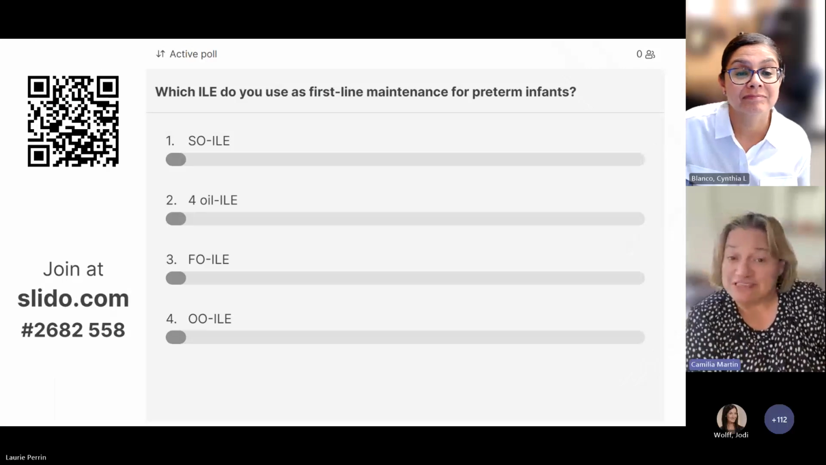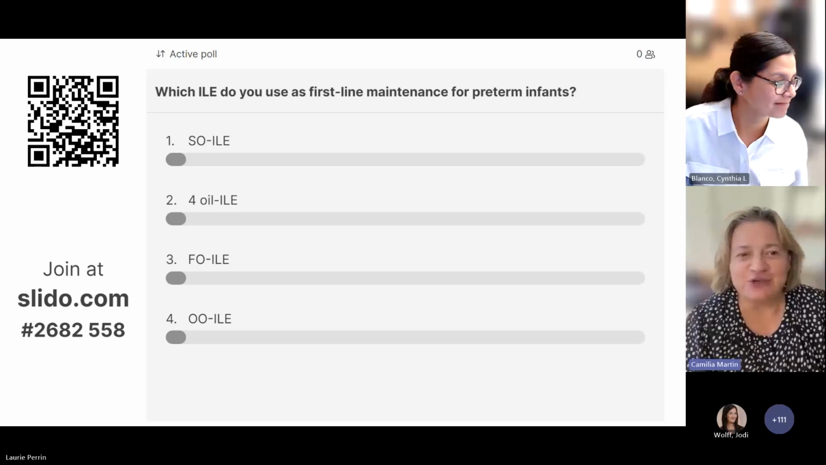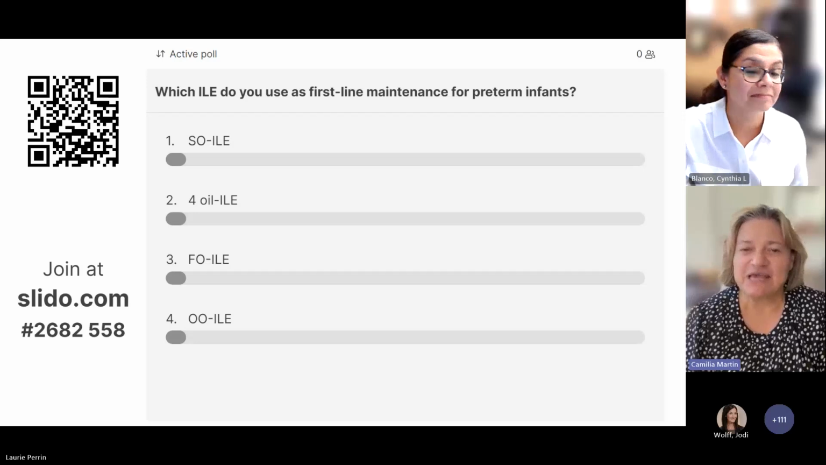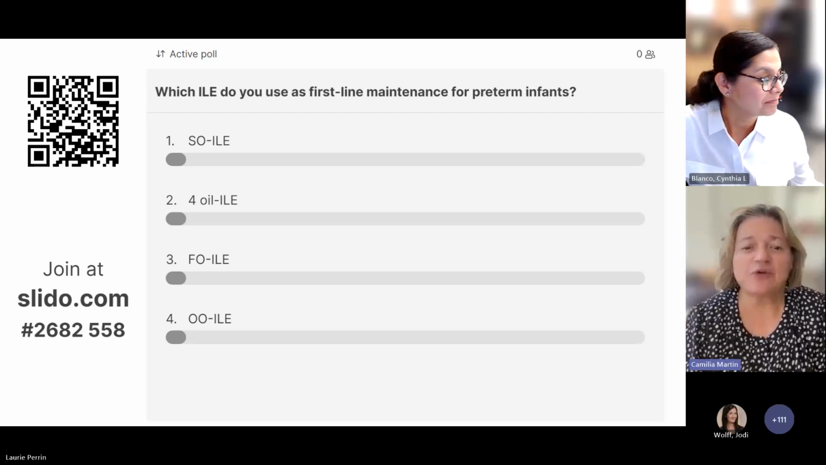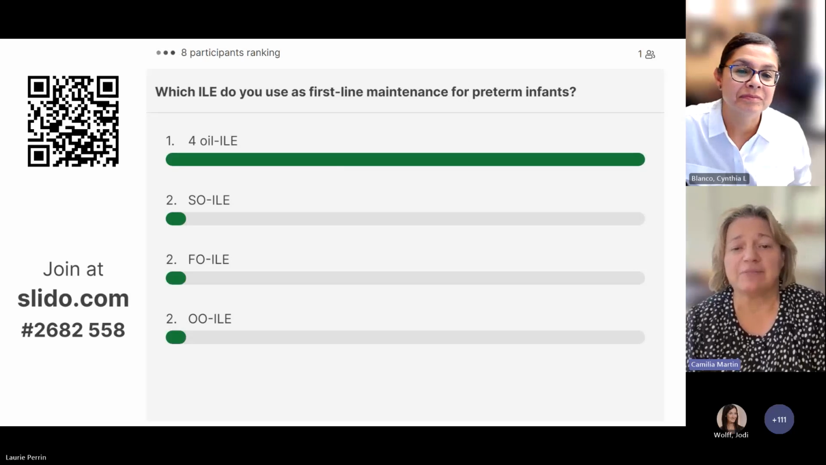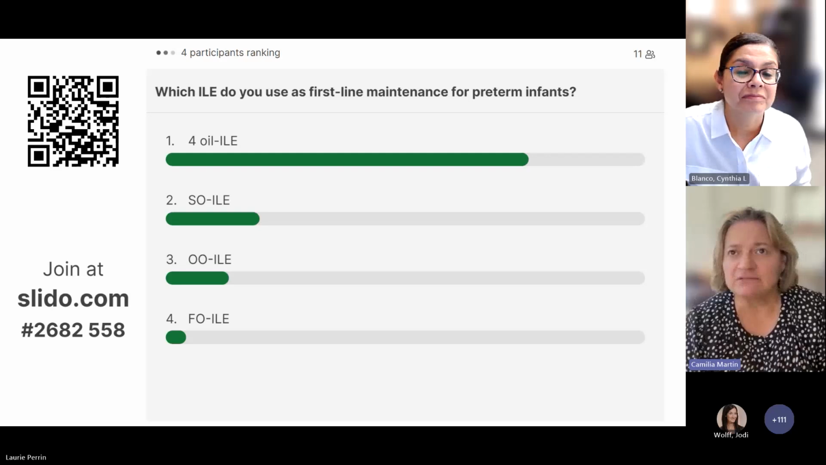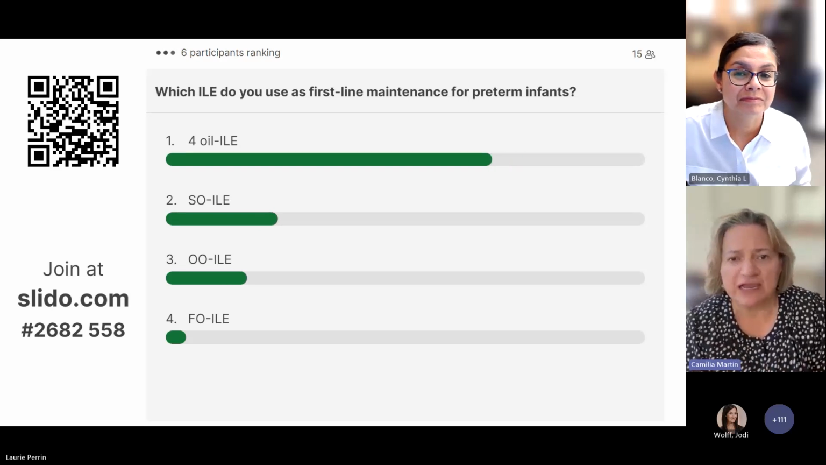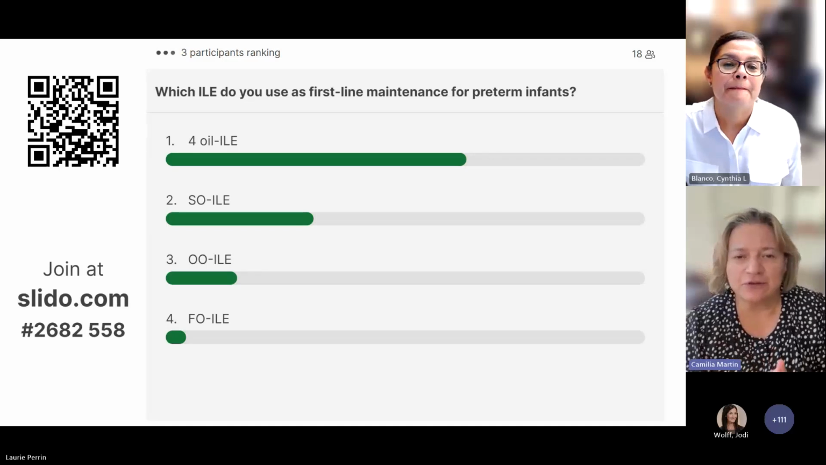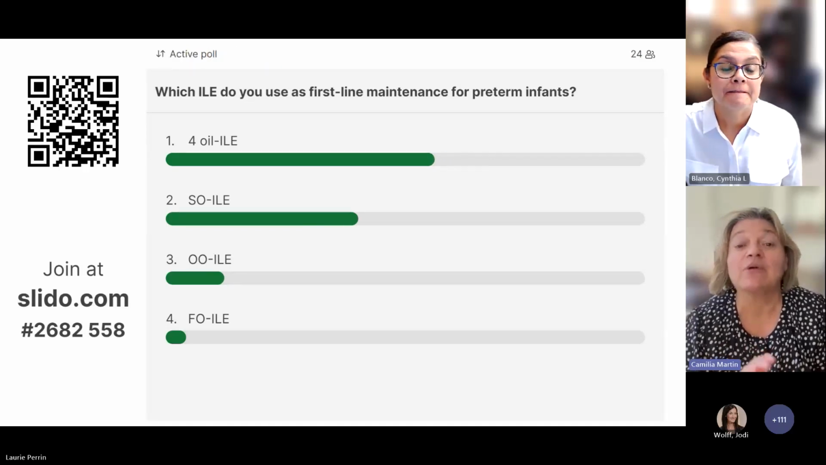There's no necessarily right answer. I think all of us as clinicians might have our go-to when we're in the NICU, and this is just to get a sense of what's happening out there. So share with us what lipid emulsion you use as your first-line maintenance for preterm infants. A brand new preterm infant, say less than 1,500 grams, so likely to be put on parenteral nutrition. You're writing your orders for your PN and lipid emulsion. What lipid emulsion are you ordering?